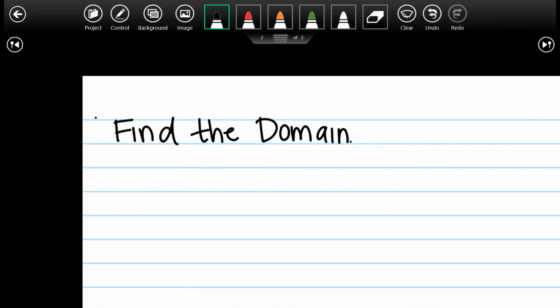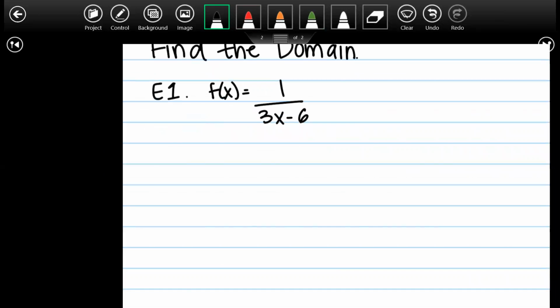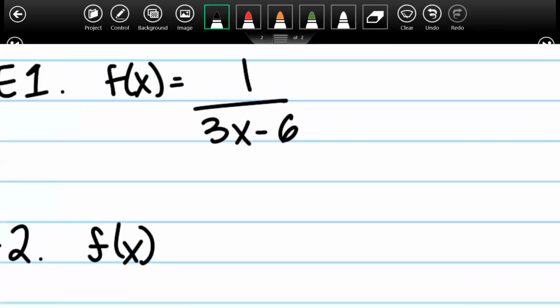Let's look at our first one, example 1, where f of x is equal to 1 over 3x minus 6. Our example 2 will be where we're going to get, let's change this up. Never mind, I'm going to change this one up. I'm just kidding. Psyching you guys out right now.